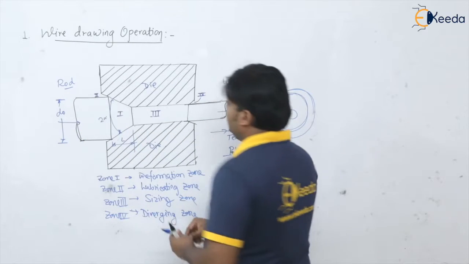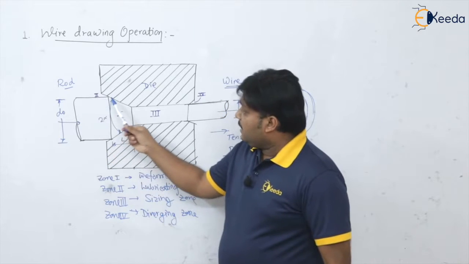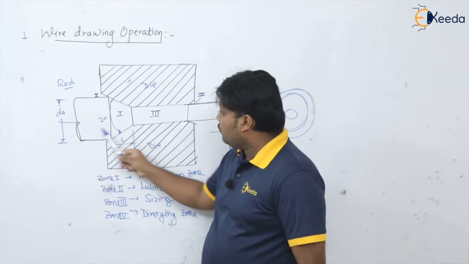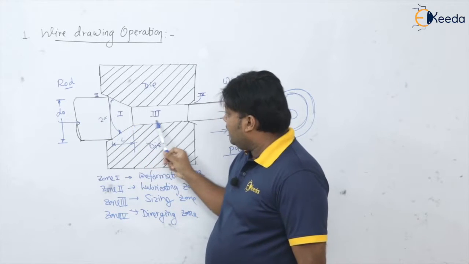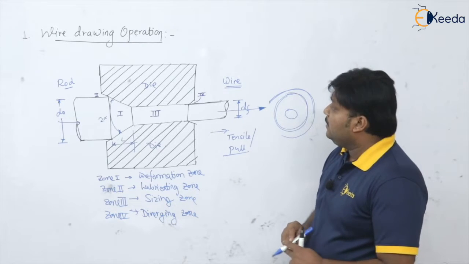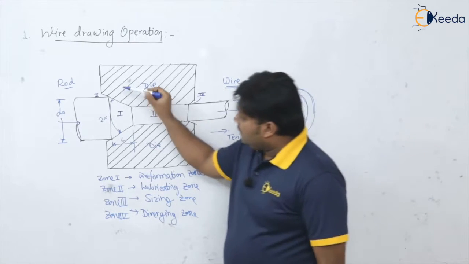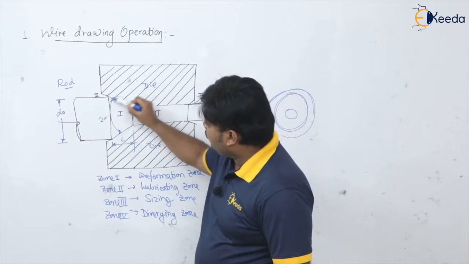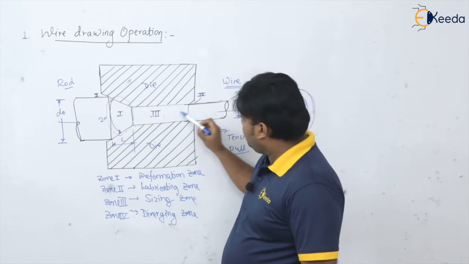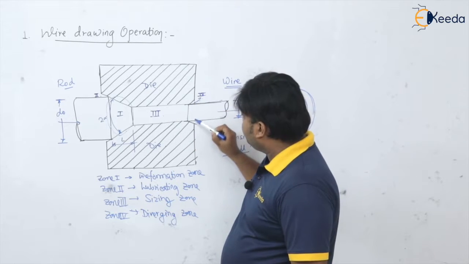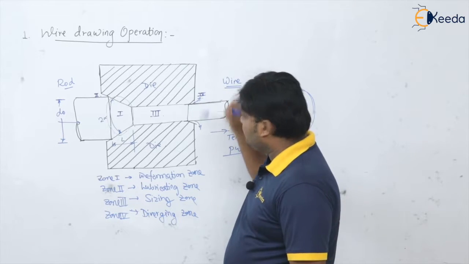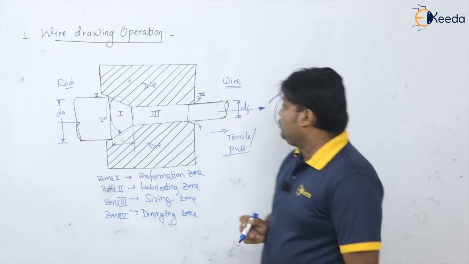So see here, this is the rod we are passing through this conical die, where the rod gets deformed, and after sizing at the end we get the wire. So there are four zones. This zone is the deformation zone, this is the lubrication zone, this zone is the sizing zone, and the fourth one is where the lubricants come out, that is the diverging zone.